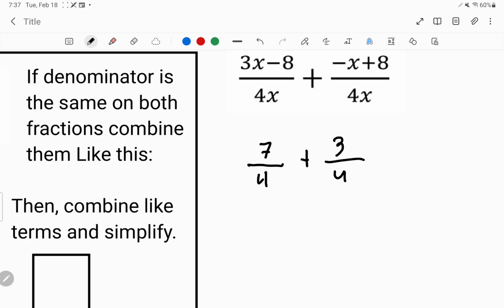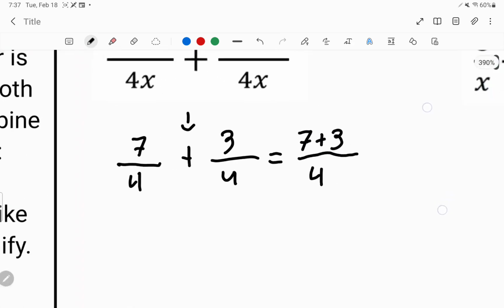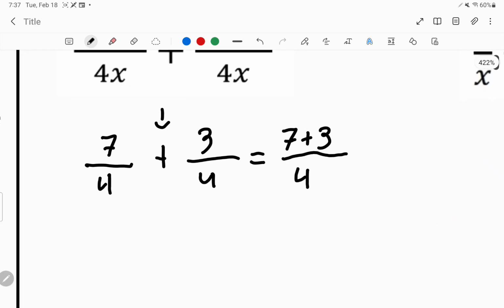Number one rule, whenever you're adding and subtracting fractions, you need to have the same denominator. If you do, it's gonna be very easy. You're gonna keep that denominator and put it on the bottom. Now, what you're gonna do to the top is combine like terms. Right here I have a plus, so it's gonna be 7 plus 3 on the top. I didn't do anything on the bottom because we have the same denominator.